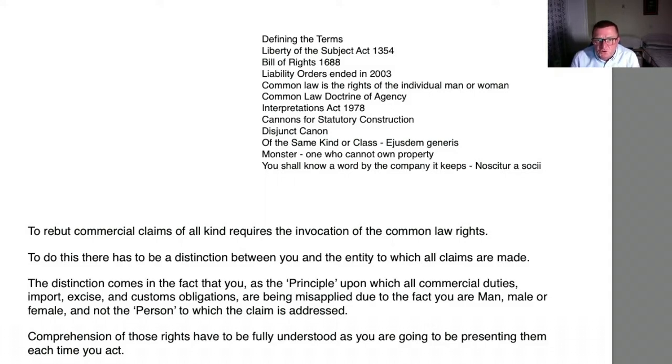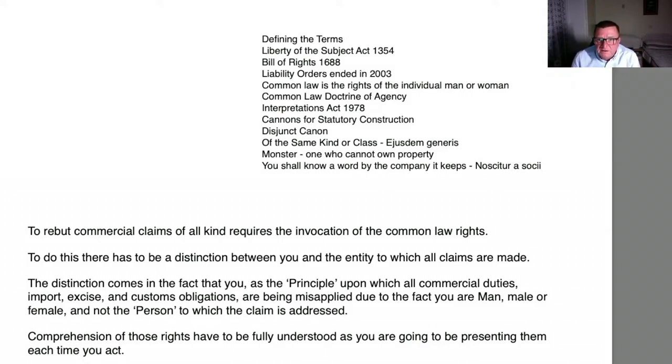So canons of statutory construction is interesting to look at, to understand better how they're forming it, what they're saying to you. Disjunctive canon is another canon they use for looking at the structure, again, of communications. You can see how they're forming theirs, and you can see how you then need to respond. Then there's ejusdem generis, of the same kind or class, again another insight into how they're structuring things. And then monster: one who cannot own property, is a definition found within their system. And of course, the definition before that is a human.